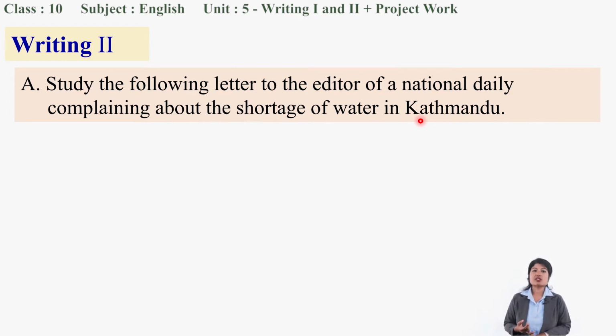Maybe you can write to the Kathmandu Post, the Himalayan Times, the Republica. So any of the newspaper, National Daily. You have to write letter to National Daily newspaper, editor of the newspaper, complaining about shortage of water.